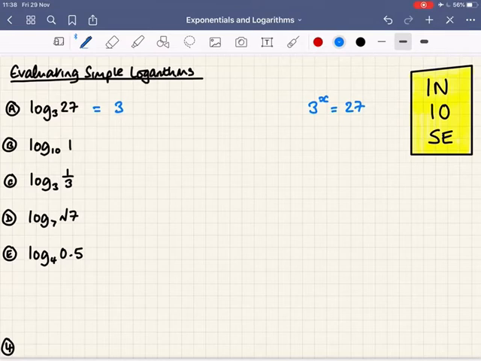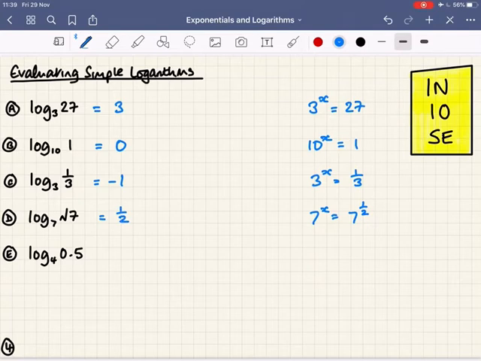This one, second one, 10 to the power of something equals 1. Well, hopefully you can remember anything raised to the power of 0 gives an answer of 1. So log to base 10 of 1 is equal to 0. The next one, 3 to the power of x gave a third. Well, hopefully you remember that that needs to be minus 1, because 3 to the power of minus 1 gives us 1 over 3. And d, 7 to the power of something is equal to root 7. Root 7 is 7 to the half, written in index form, so x must be equal to a half.